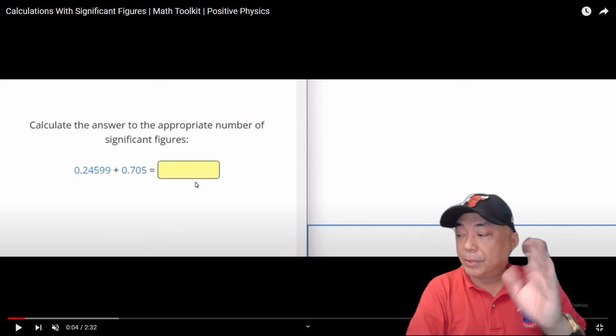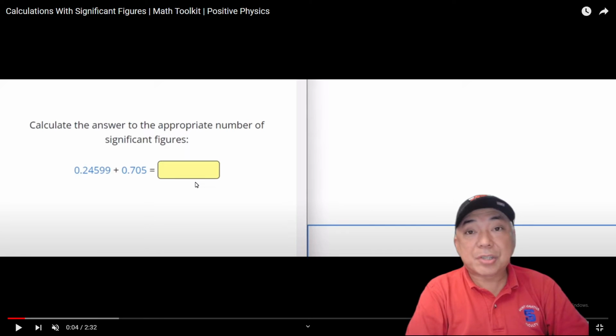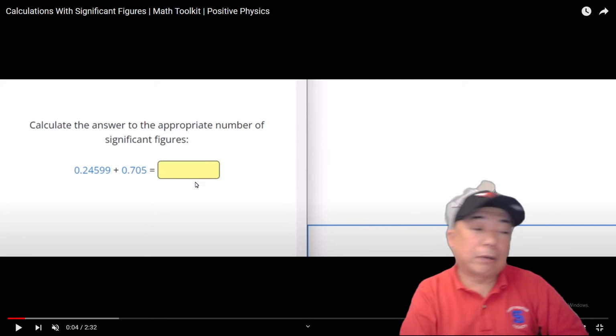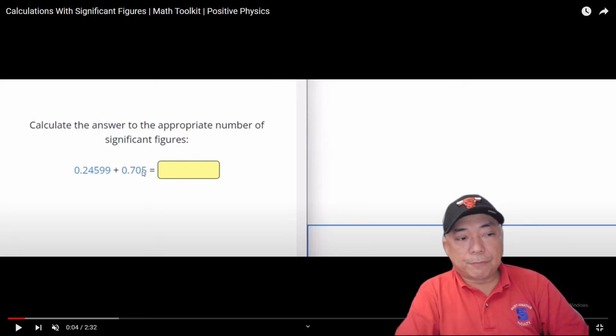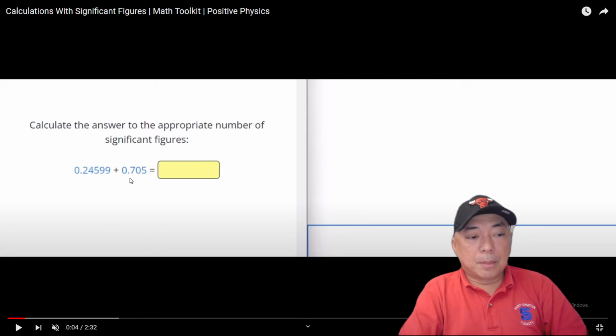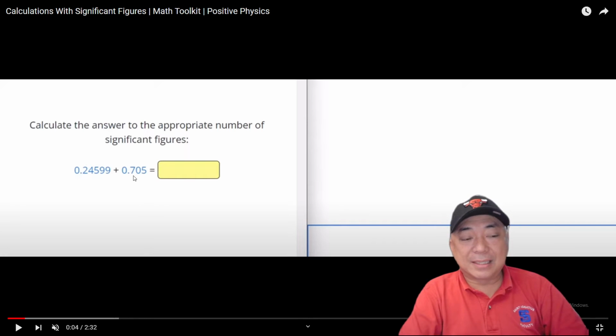When I say the shortest tail, I mean the least precise of the two items in here. Hello everyone, is my audio clear? All right. If you look at these two, 0.705 is the least precise of the two numbers. So what's going to happen if we do calculations on this one?